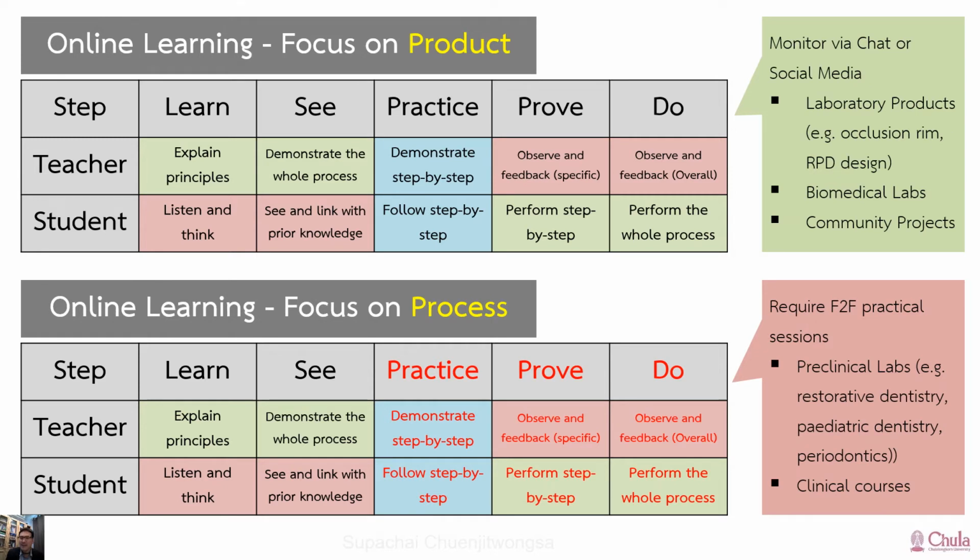And what does it mean? It means that for the courses or subjects that focus on products, it is possible to use online learning. For example, a complete denture lab to fabricate occlusion rims. If you would like to focus on just the occlusion rim, it is possible to use online learning. Let students do it by themselves and then take a picture and send it through chat or social media to the educator or teachers. So it is possible. Or RPD design.